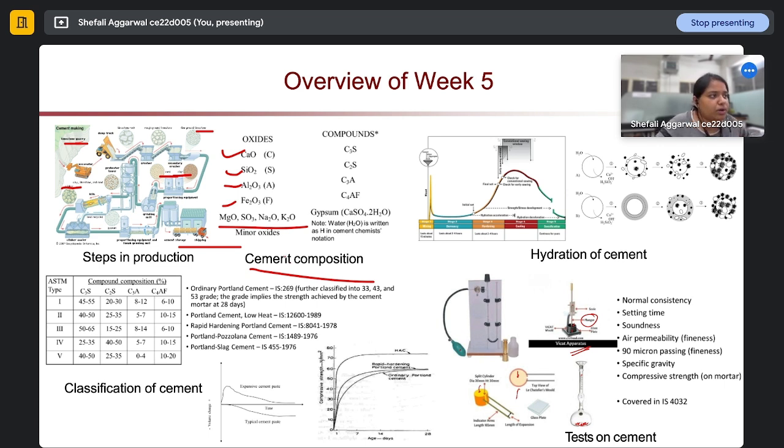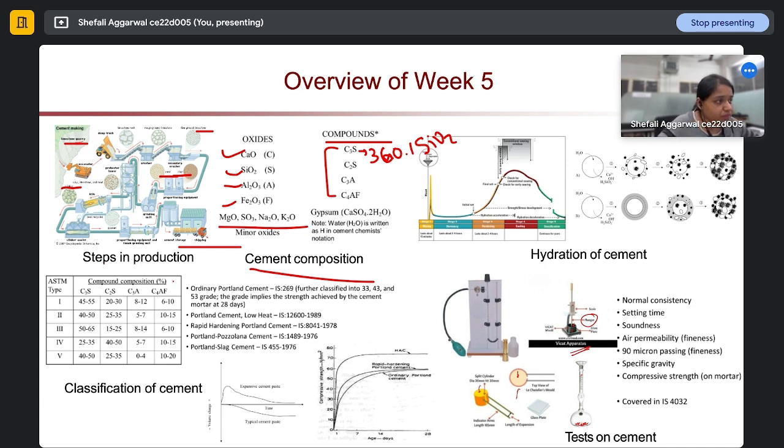Combining these different oxides, we have some compounds which are formed in cement, like C3S. C3S is 3 times calcium oxide and 1 time silicon oxide. In the same way, C2S will be 2 times calcium oxide and 1 time silicon oxide. So combining these oxides, we have different compounds of our cement, and these are the main four compounds. How much quantity of these compounds is present will define the properties of cement.